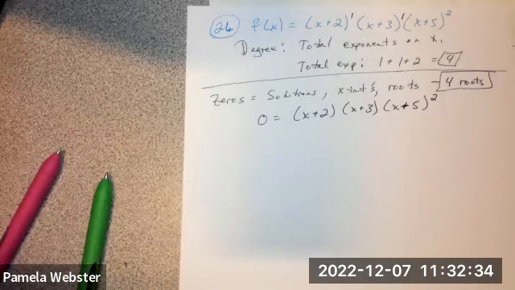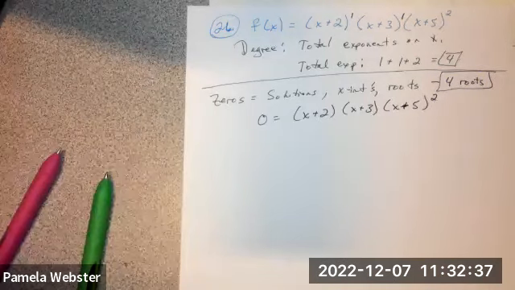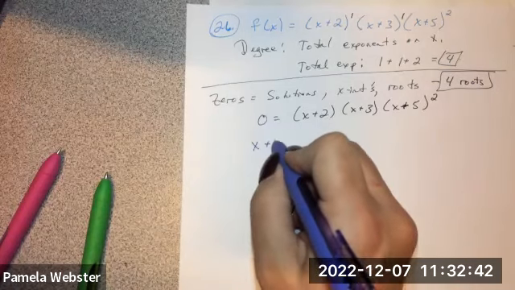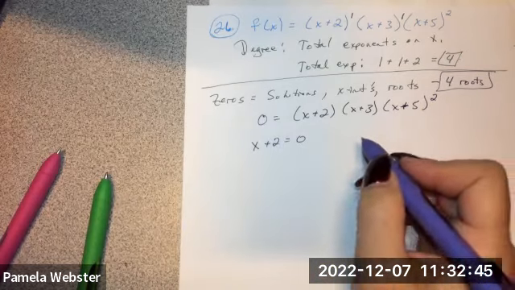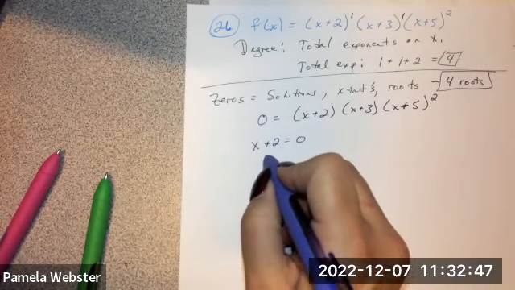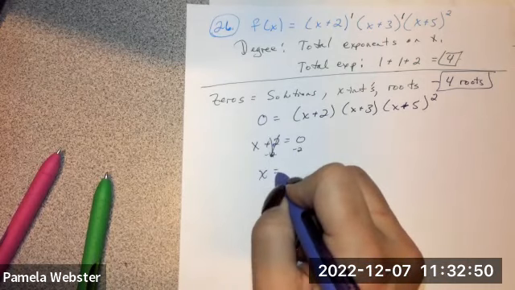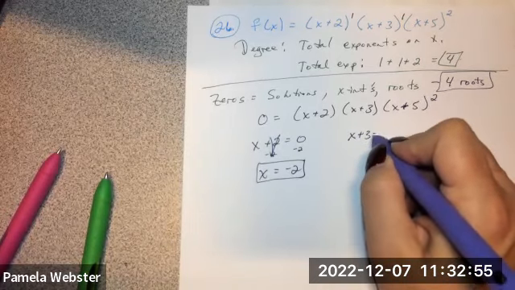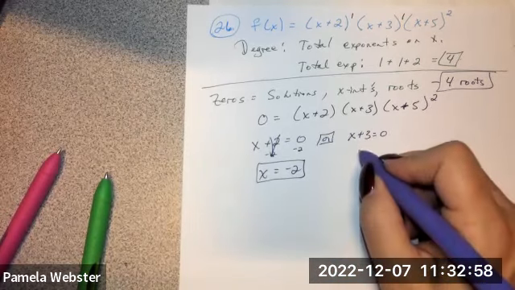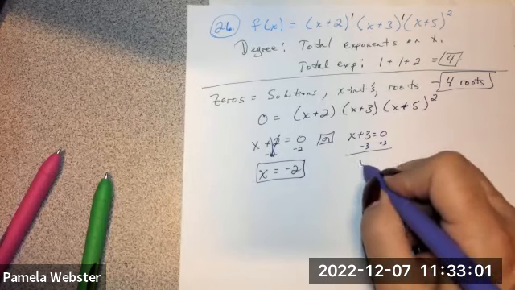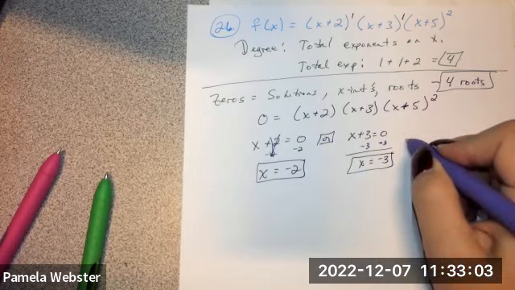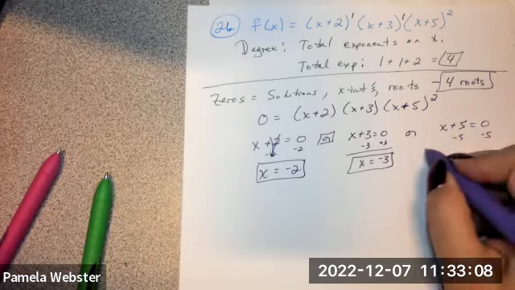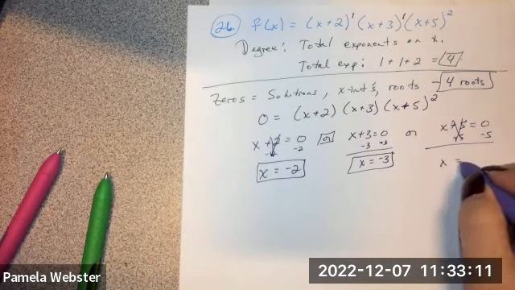I think this multiplicity thing bugged some people, so we're going to make sure we talk about it. To find my solutions, my roots, my zeros, I put each factor equal to 0. x plus 2 equals 0 gives me x equals -2. That's one of my solutions. x plus 3 equals 0, and again, x equals -3. And x plus 5 equals 0 gives me x equals -5.